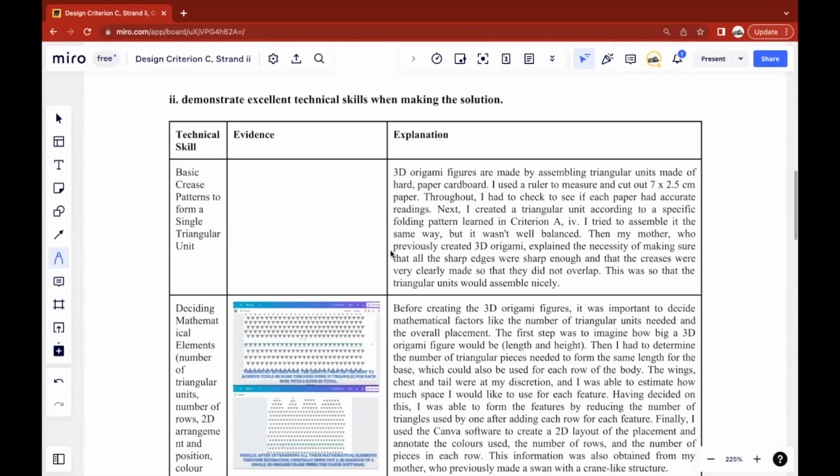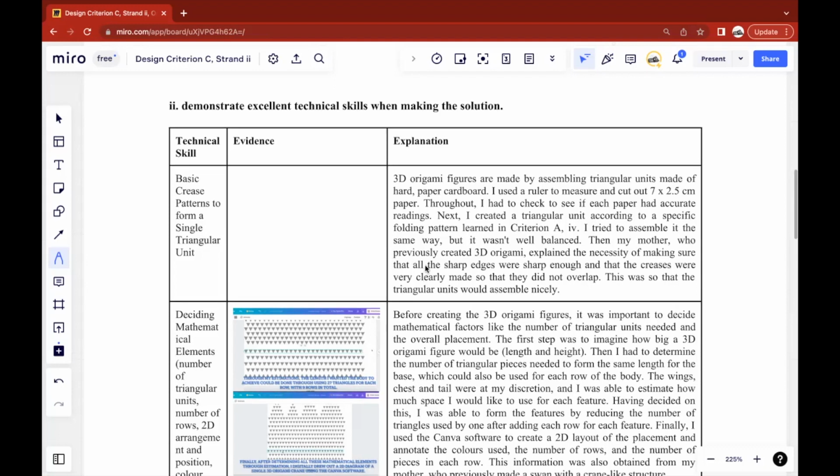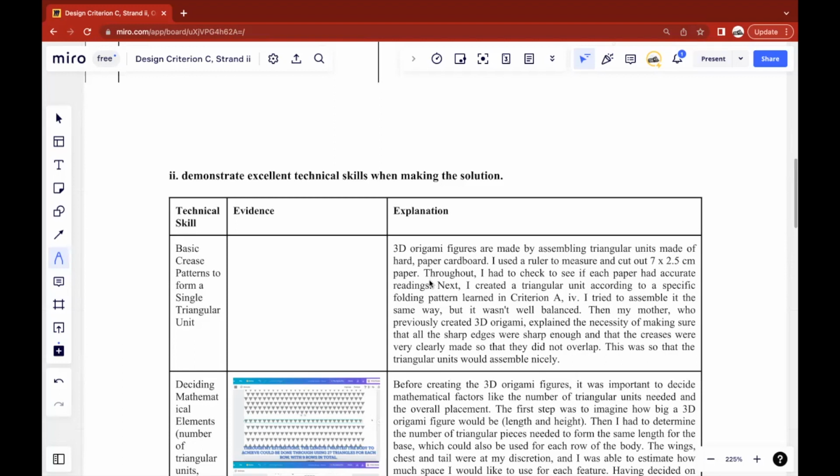So how I've organized my information is through this table in which one column mentions what the technical skill is, one column provides evidence for that technical skill, and the other column provides explanation for that technical skill. So some of my photos are missing, but don't mind that.